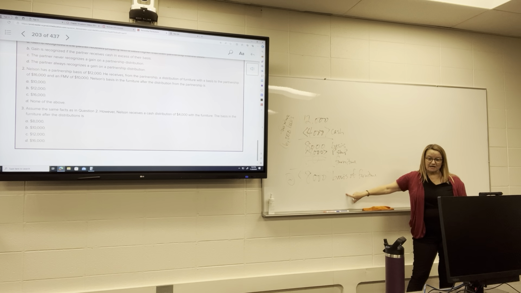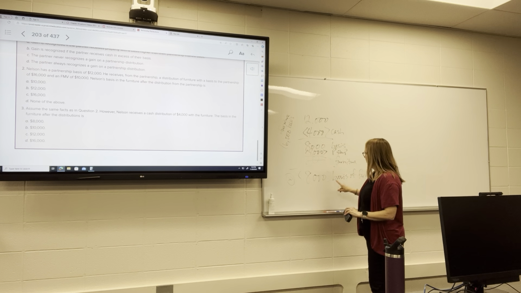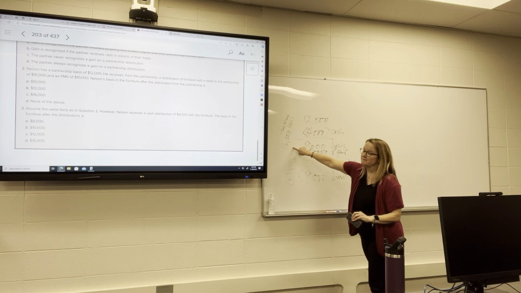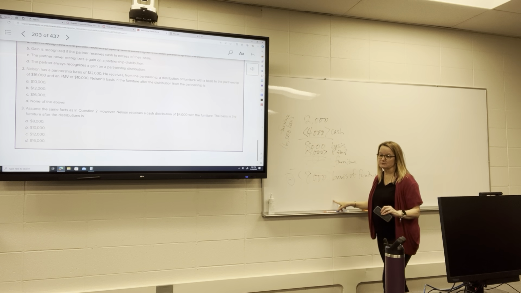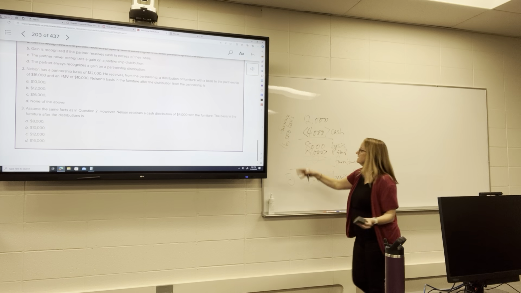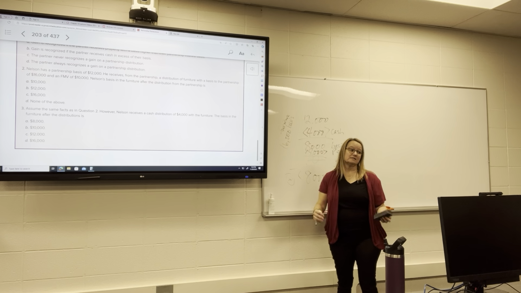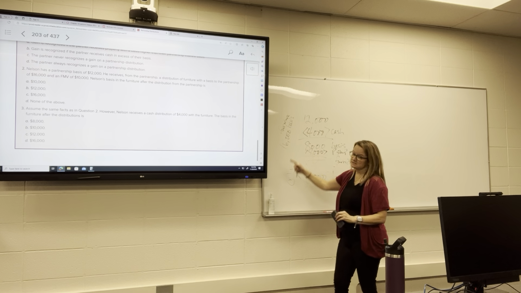But it's not cash. So instead of paying tax on it now, we're going to reduce the basis of that furniture by the amount. Eventually, he'll pay tax on it if he has a gain, like say he sells the furniture for $20,000. Now his basis is 8,000 rather than 16,000.